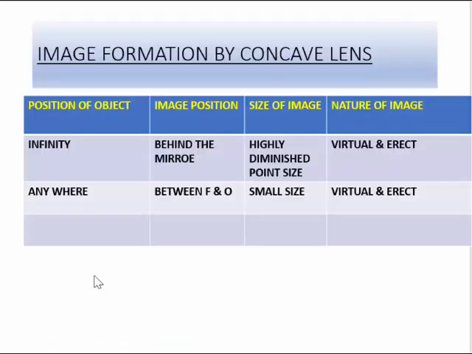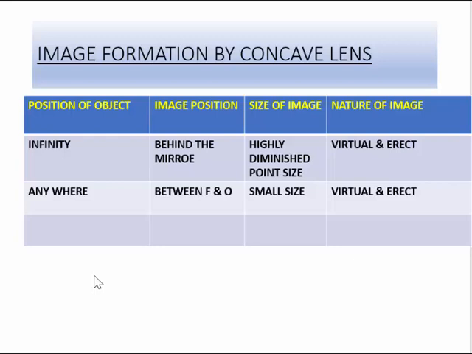Now that we have learned how to draw the ray diagram for a concave lens, this table will help you understand what the position of the object is, and with respect to the position of the object, what is going to be the nature of the image. Again, please go through the diagram and understand various aspects of a concave lens.